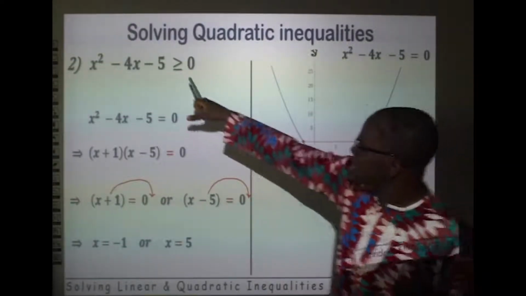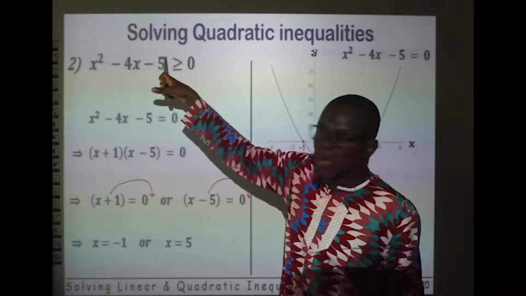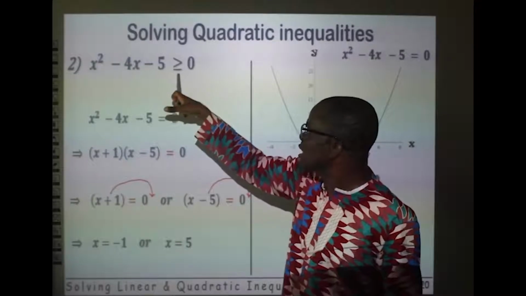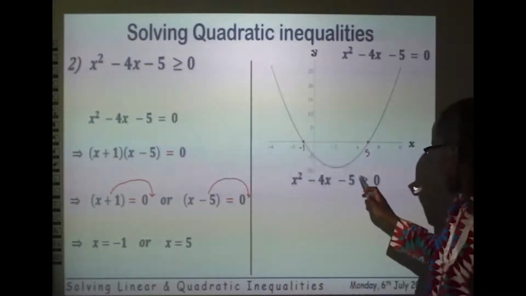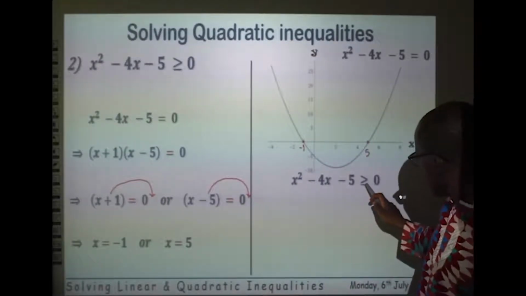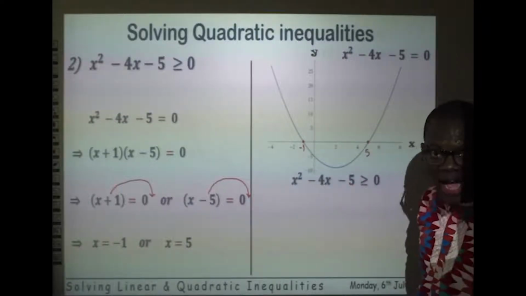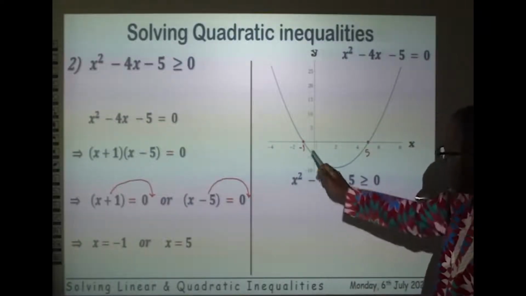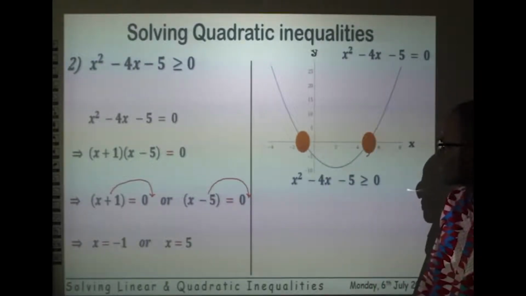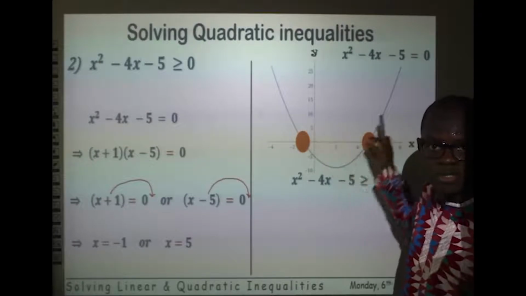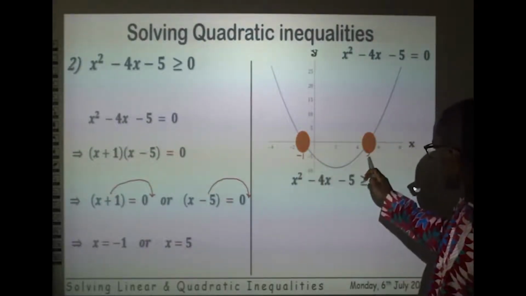Now I want to see how that can help us in solving that quadratic inequality. Now you have this greater than or equal to, meaning we will consider the minus 1 and 5 because of the equal to. So minus 1 and 5 will be part of the solution. That's why you have a solid circle at minus 1 and at 5.